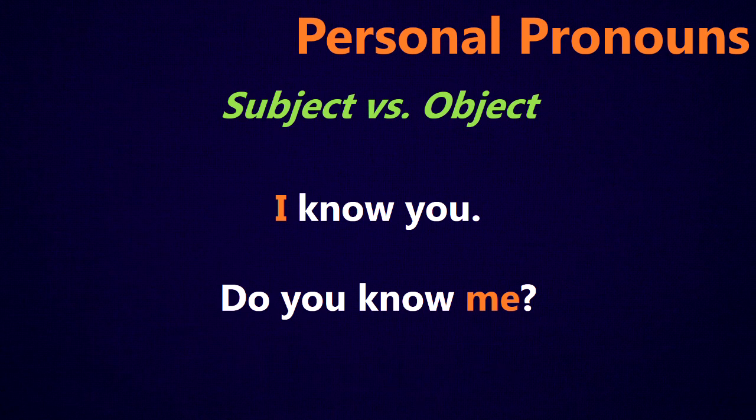So let's look at these in some example sentences. We have the sentence, I know you. My verb here is know. So I is the subject, know is the verb, and you is the object. Again, you doesn't change. It doesn't matter where it is in the sentence. It's always you. However, if you look at the second sentence, do you know me? Here, you is the subject of the verb know. And me is the object of know. So where it is the subject, it is I. Where it is the object, it is me.